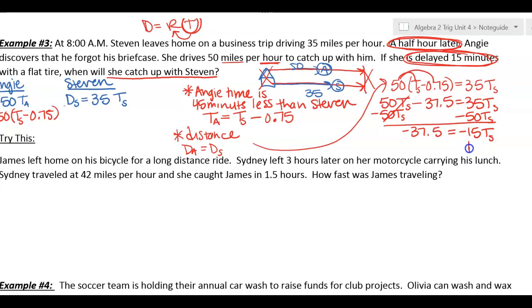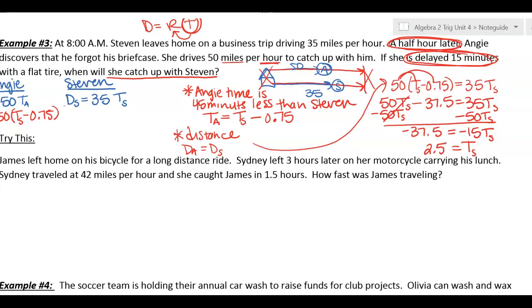And so then I'm going to divide by negative 15. And get 11.25. Oops, sorry, that's not right. Sorry, 2.5. All right, now remember what I've just solved for. I solved for a time. It specifically is Steven's time, and it's 2.5 hours.